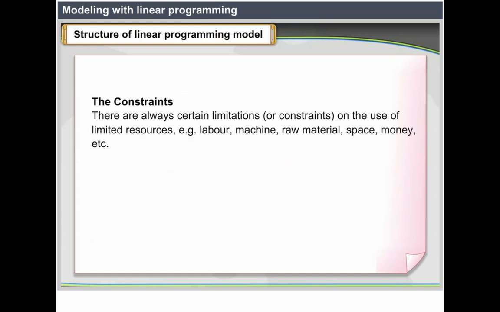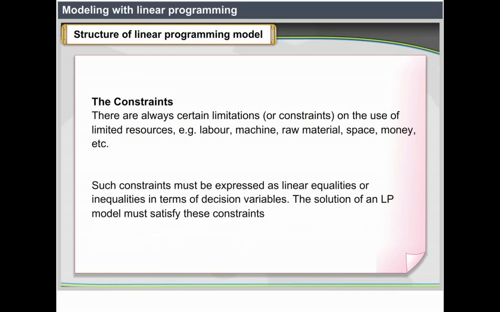The constraints. There are always certain limitations or constraints on the use of limited resources. Examples: labor, machine, raw material, space, money, etc. Such constraints must be expressed as linear equalities or inequalities in terms of decision variables. The solution of a linear programming model must satisfy these constraints.